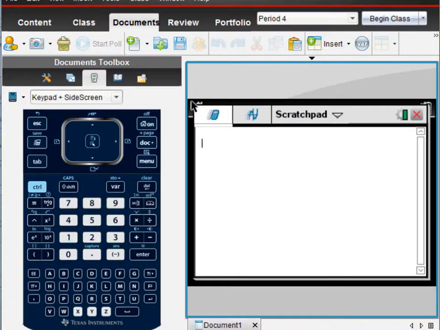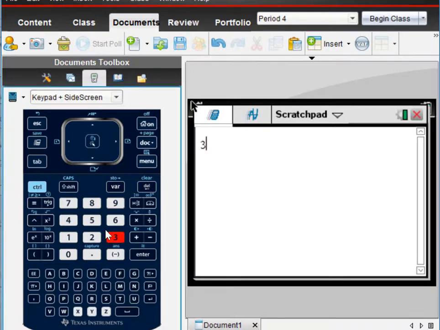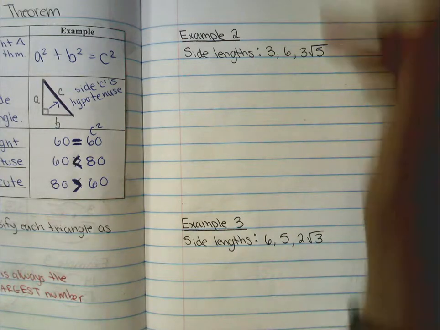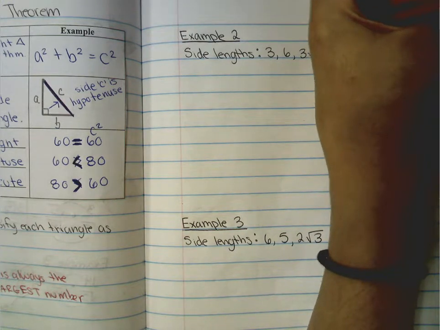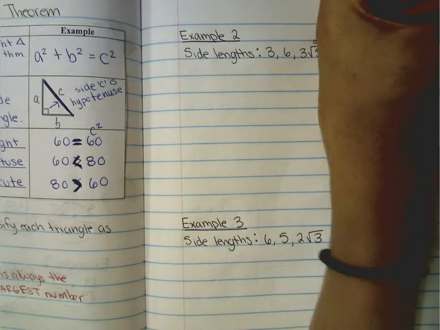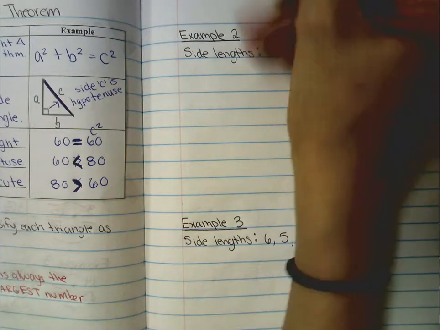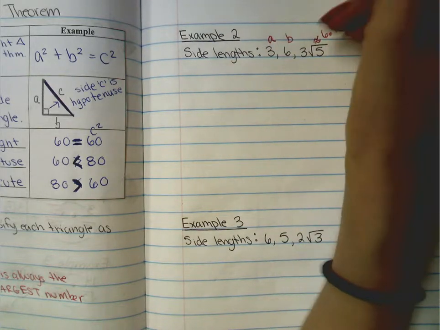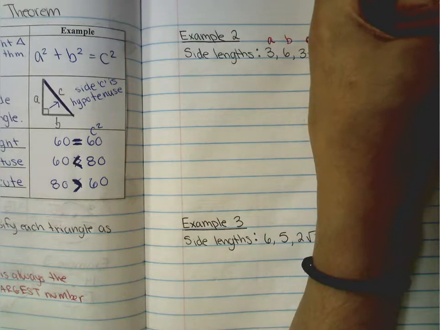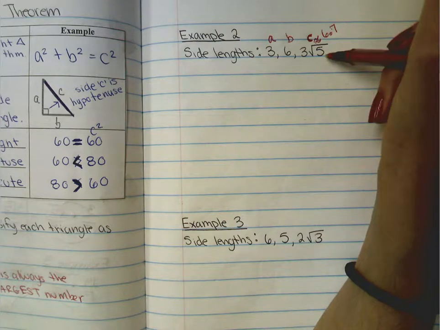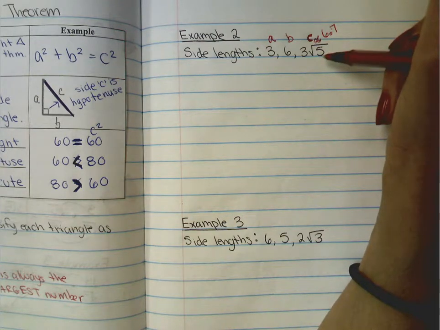So just type that in your calculators. I'm going to type 3 square root of 5. Enter. That's about 6.7. 6.7 is greater than 6, so that means this number has to be my c value. So I'm going to make this one a, this one b, and this one's going to have to be c. Once I determine that that's c, I'm going to ignore that decimal. I don't need it because I need to plug in the radical. I need exact numbers.